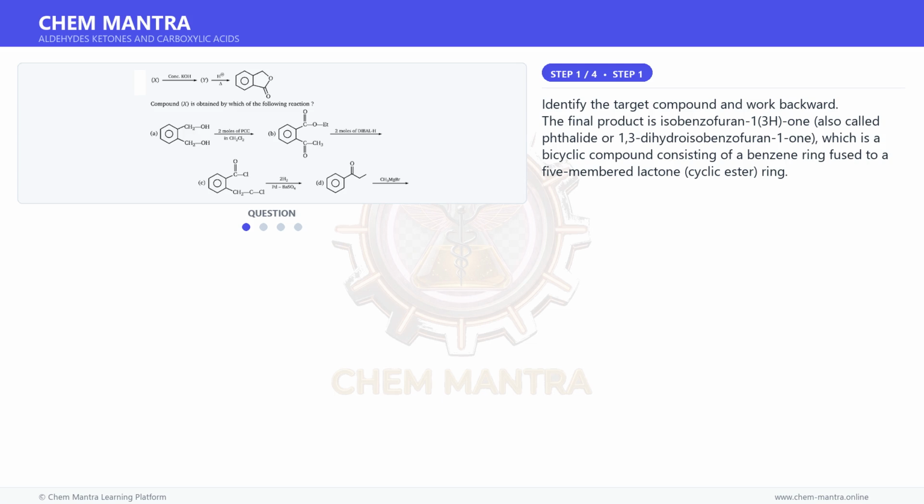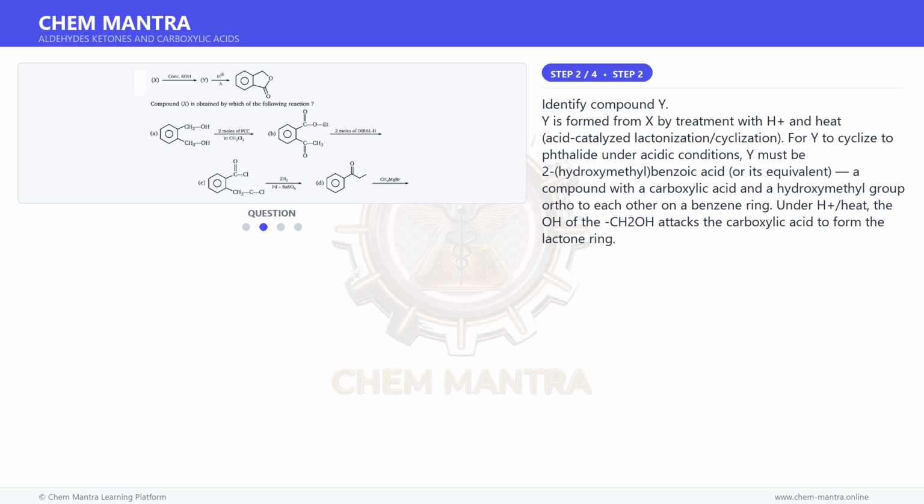The final product is isobenzofuran 1,3-dione, also called phthalide or 1,3-dihydroisobenzofuran-1-one, which is a bicyclic compound consisting of a benzene ring fused to a 5-membered lactone, cyclic ester, ring. Moving on to the next step.